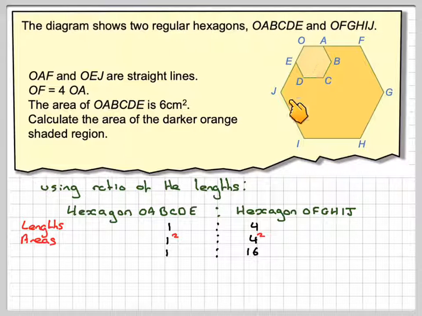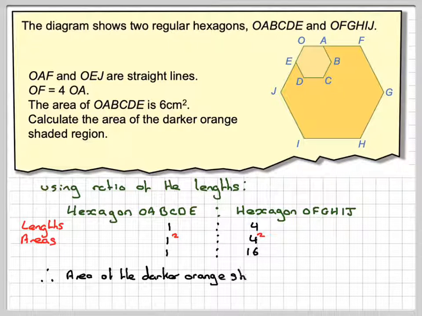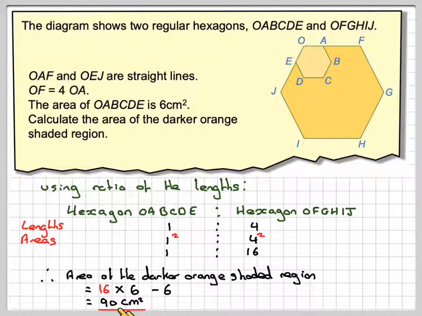Right, so if we find the area of the larger hexagon and then take away the area of the smaller one, which we know to be 6, the area of the darker orange region will be equal to 16, because that's the factor that the area increases, times the area of the smaller one, which is 6, and then take away the area of the smaller hexagon, which is taking away 6, and that will give a final answer of 90 centimeters squared.